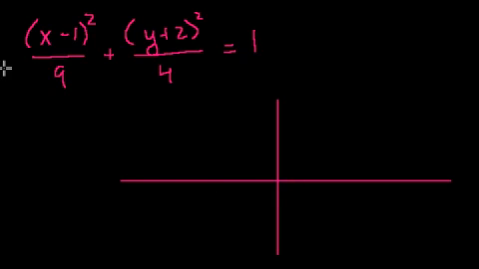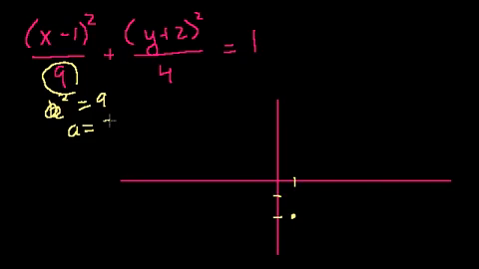And if that's confusing, you might want to review some of the previous videos. Center is at x is equal to 1, y is equal to minus 2. That's the center. And then the major axis is the x-axis because this is larger. And so a squared is equal to 9, or the semi-major radius is going to be equal to 3. So if we go 1, 2, 3, you go there, roughly. And then in the y direction, the semi-minor radius is going to be 2, right?